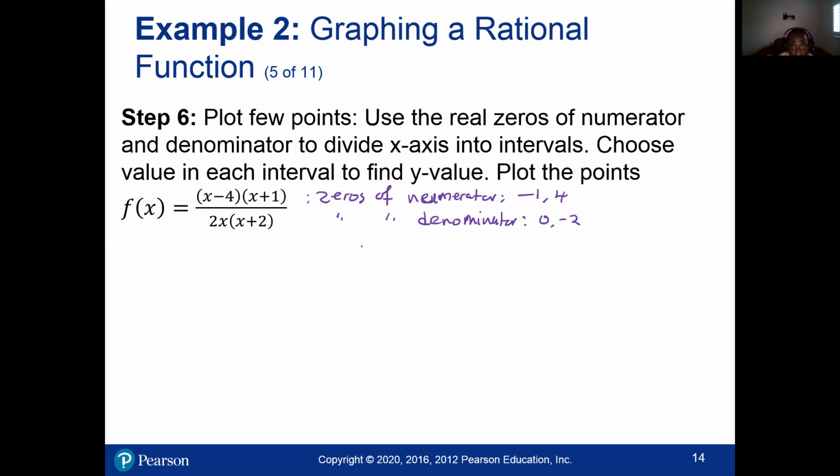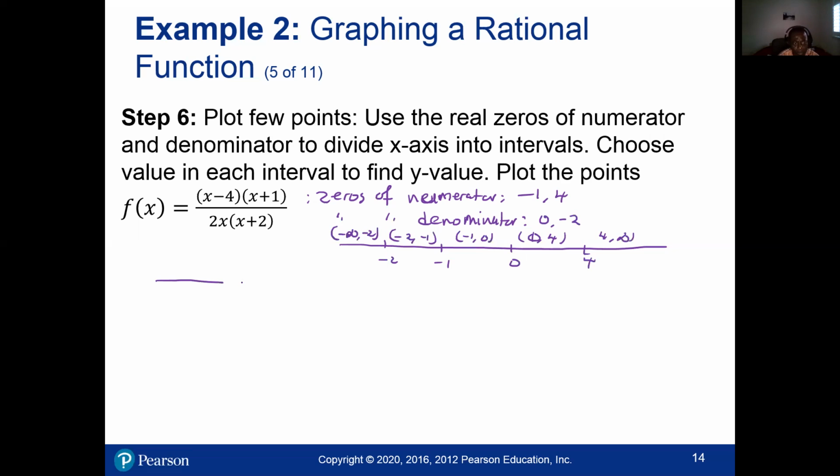So you have some intervals here. You have minus 2, negative 1, 0, and 4. At each interval, I'm going to have, say, minus infinity to negative 2, minus 2 to negative 1, minus 1 to 0, 0 to 4, and then 4 to positive infinity.